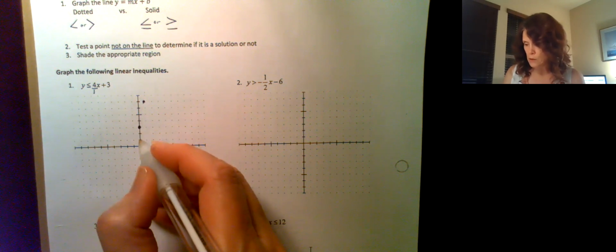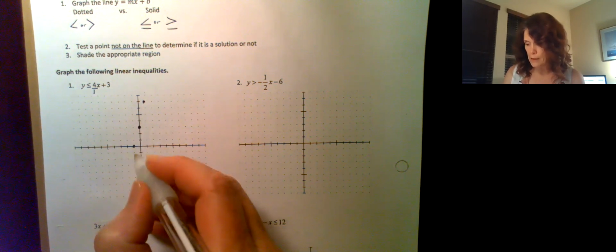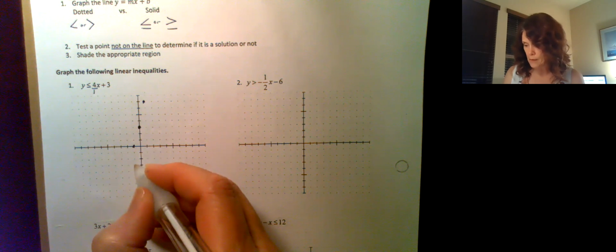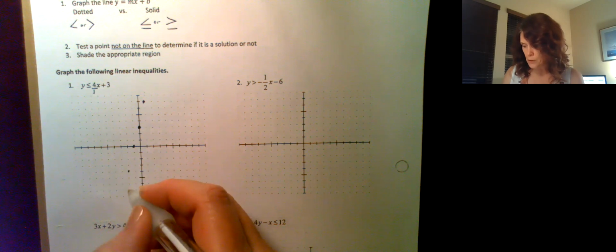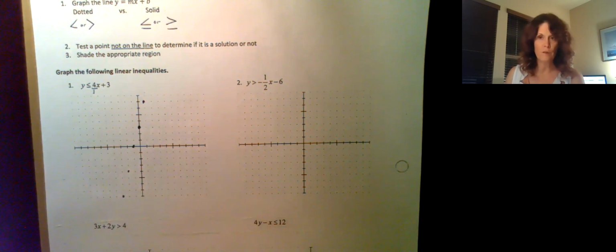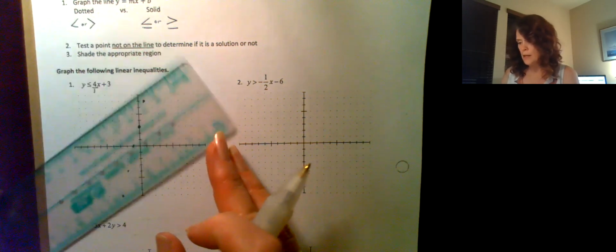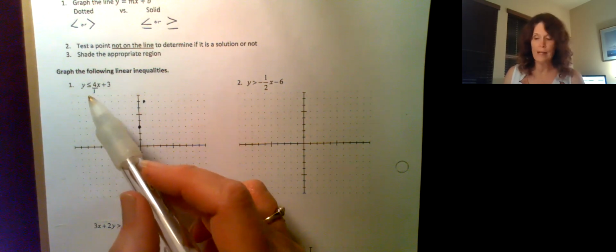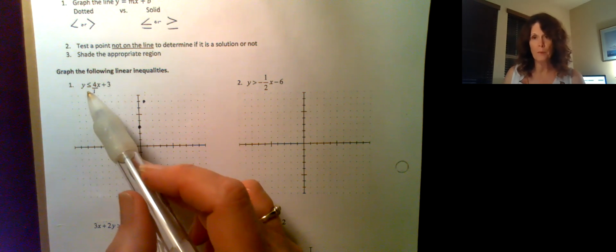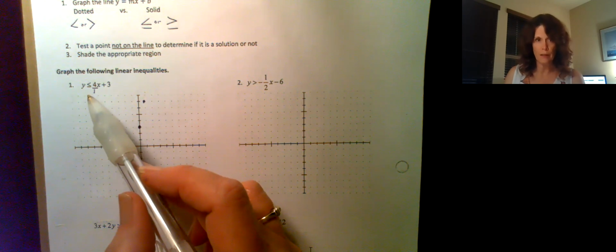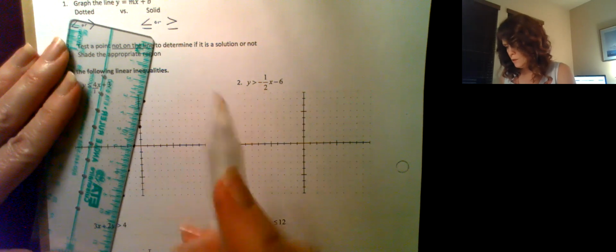Now negative 4 and negative 1 are equivalent, right? Sorry, 1, 2, 3, 4 down, negative 1 to the left. Negative 4 over negative 1, positive 4 over positive 1. So am I going to make this a solid line or a dashed line? Well, the equal to part means we want to include all the points that are on the line. So we're going to make it a solid line, right? So go ahead and draw that.